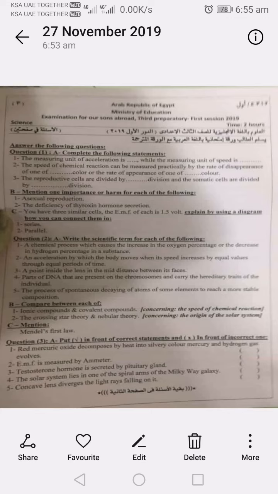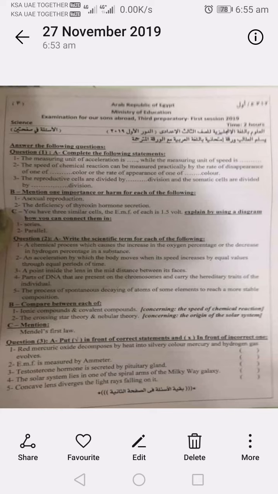Welcome, students of grade 9, third preparatory, to the answers of the embassy exam in the year 2019 in science. We'll start with the first question. Question number 1, complete the following statement. The measuring unit of acceleration is meter per second square. The measuring unit of speed is meter per second.